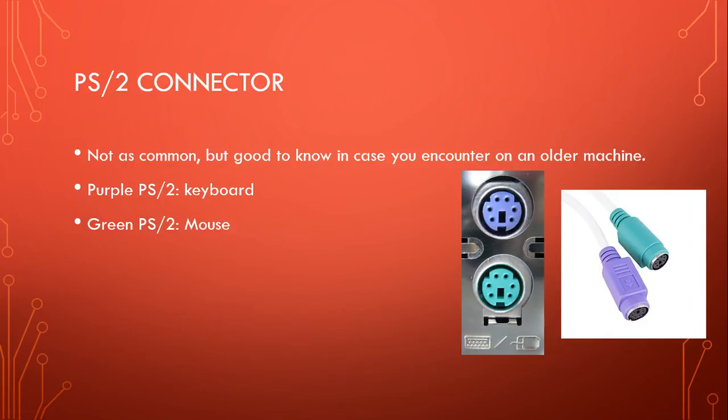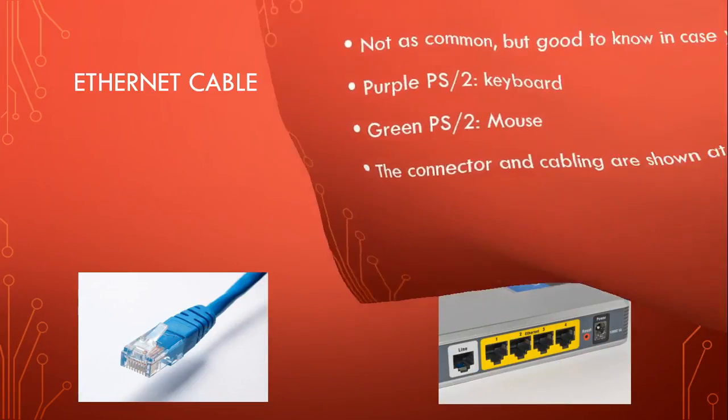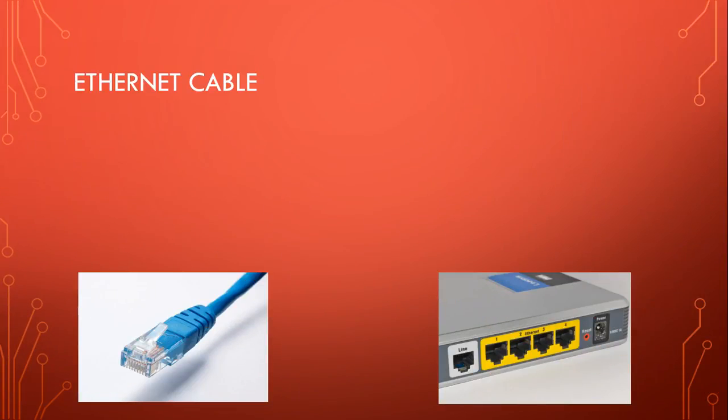Now you can't just take any old USB one and plug it in there. You'd have to have either an adapter that would adapt from one connection to the other, or you'd have to have specifically that kind of connection. Now, the connector and the cabling are shown at right, and we go on to our networking cable, or the Ethernet cable, which is our most common one.